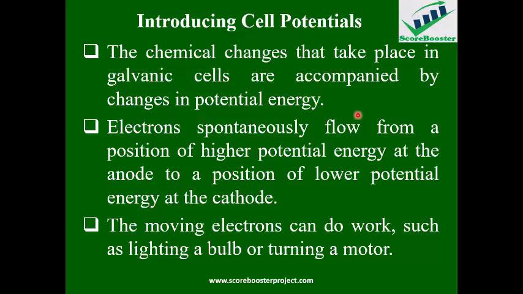So in effect, what we are trying to say is this: electrons spontaneously flow from a position of higher potential energy, that is the anode, where the concentration of electrons is high, to a position of lower potential energy, that is the cathode. This movement of electrons can do work such as lighting a bulb or turning a motor.